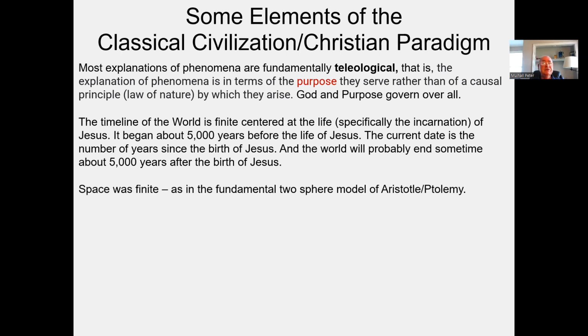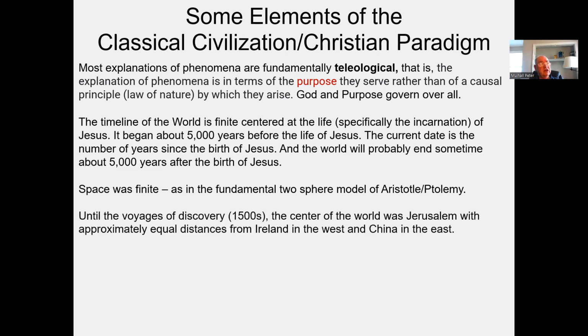It was also finite in space, right? The two-sphere universe, with the Earth in the center and the globe of stars around it, was the fundamental structure of Aristotle and Ptolemy. The universe was something you could get your hands around, that certainly God could get his hands around, and anything beyond that was heaven.